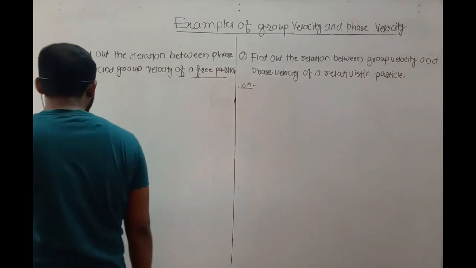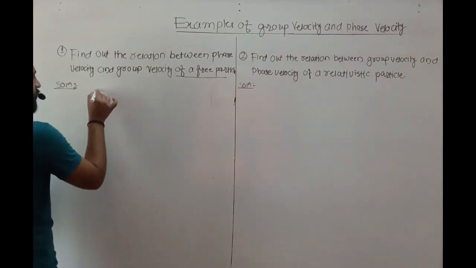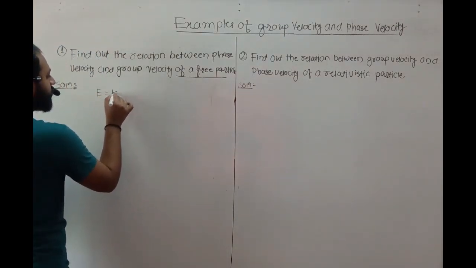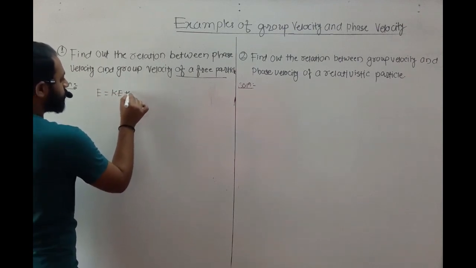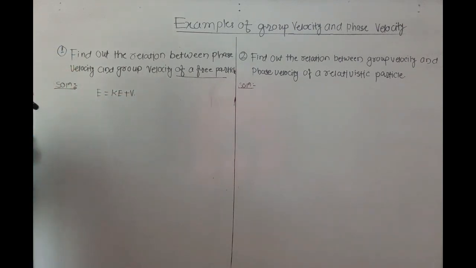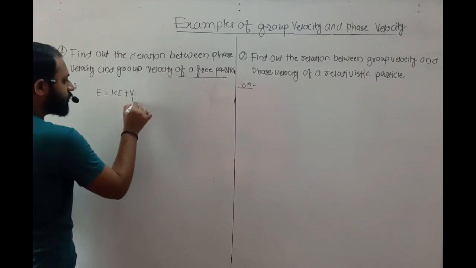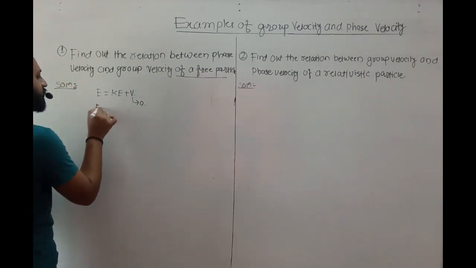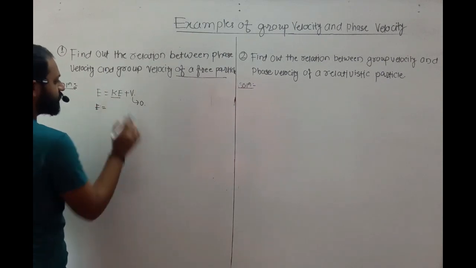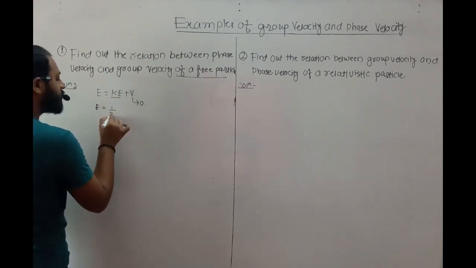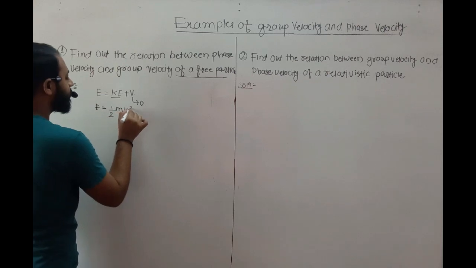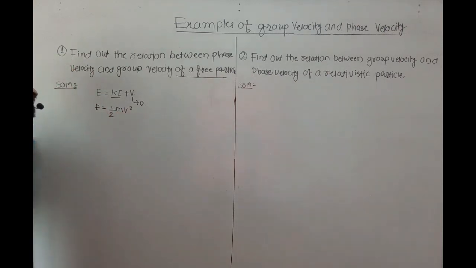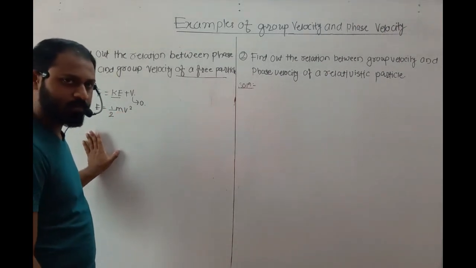Therefore, total energy is kinetic energy plus potential energy. But for a free particle, potential energy becomes zero. Therefore, total energy is nothing but kinetic energy, and kinetic energy is half mv square. Okay, after this no problem.